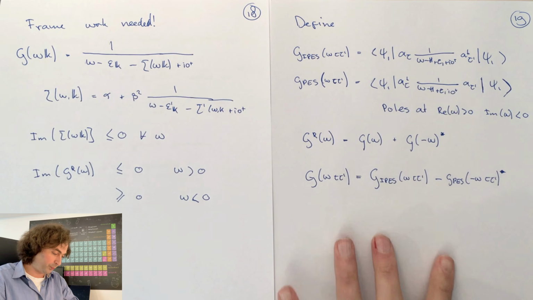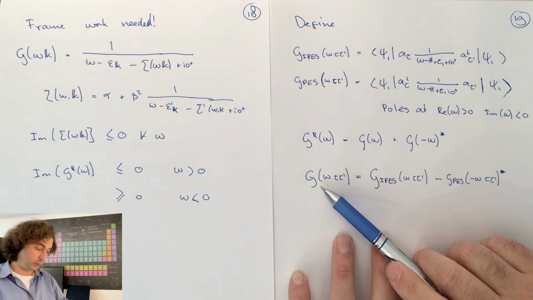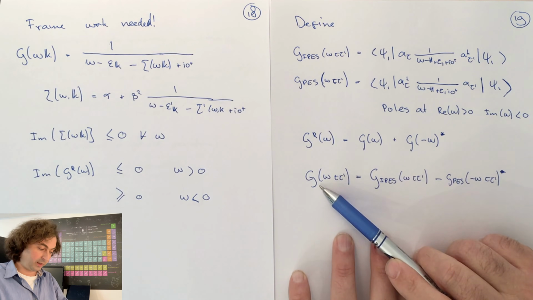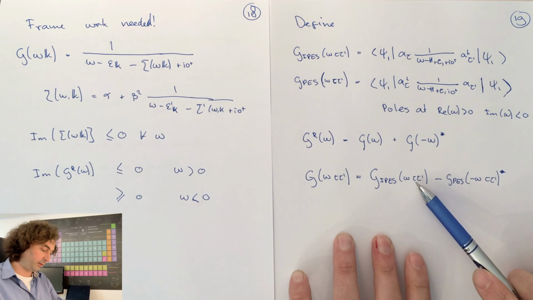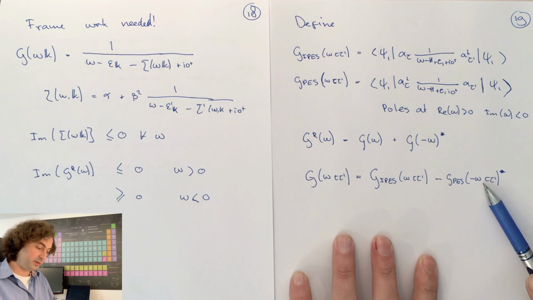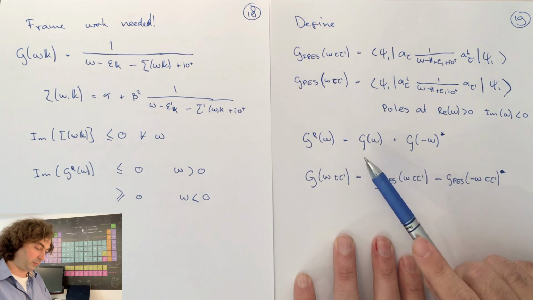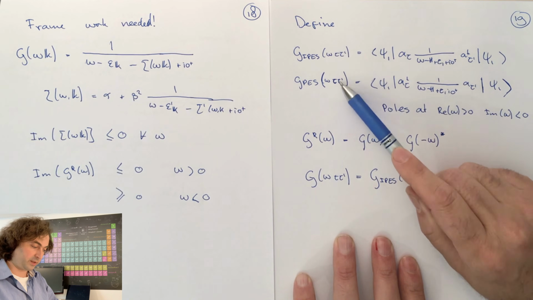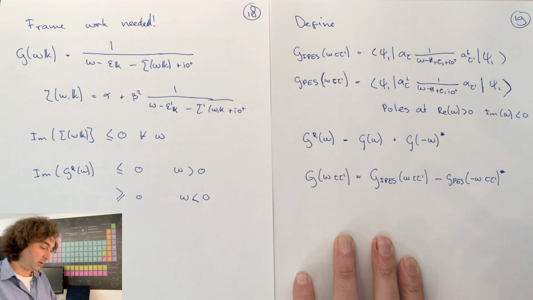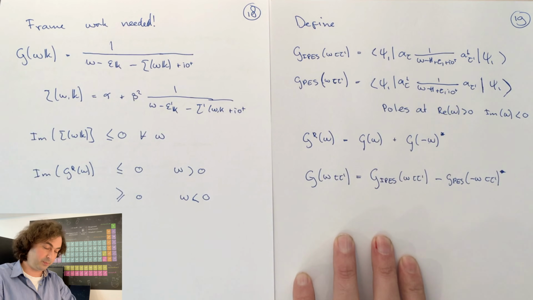Is this a problem? Well, when I know my full Green's function, I can look at the poles. The poles are either at positive or at negative frequencies. With that I can reproduce G pass and G i pass. From those I can reproduce then my full Green's function.